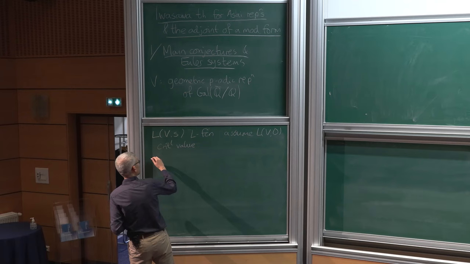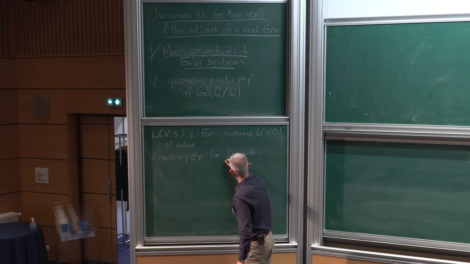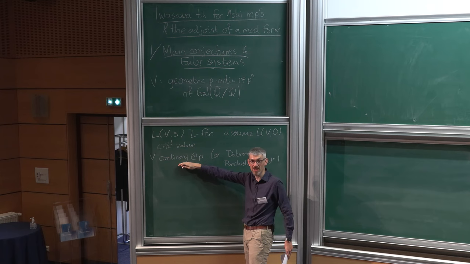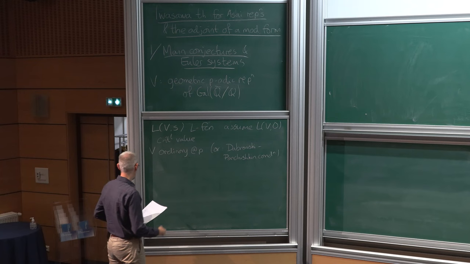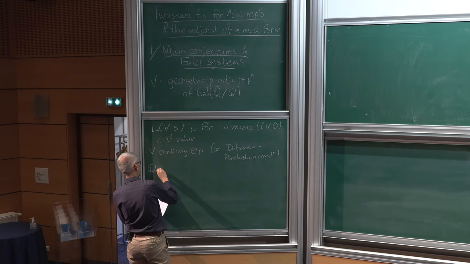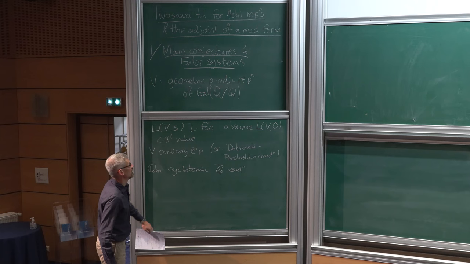And we also assume that V is ordinary at p, or we can assume something slightly weaker, which is the Panchishkin condition. Now, this is saying the Galois group at p preserves a full flag. This is just saying that it preserves a certain subspace of a specific size, which is enough. But if you want, it's simpler to assume the stronger condition of being ordinary. And the point of this condition is it should be the correct one for a p-adic L-function to exist.